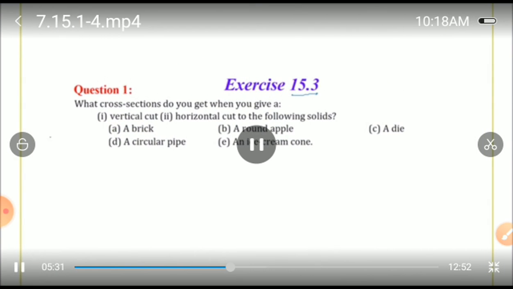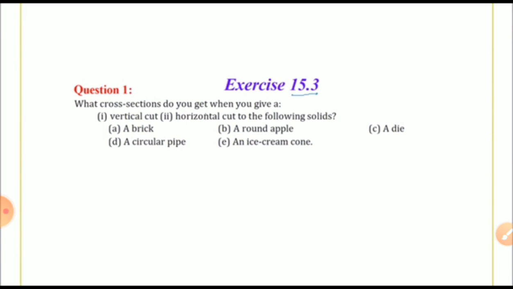Exercise 15.3, question number 1. My dear student, two numbers, you can try yourself. Here is question 1 of exercise 15.3. What cross sections do you get when you give a vertical cut, horizontal cut to the following solids? A, a brick. B, a round apple. C, a die. D, a circular pipe. E, an ice cream cone. You have 5 objects which are cut by cross sections.